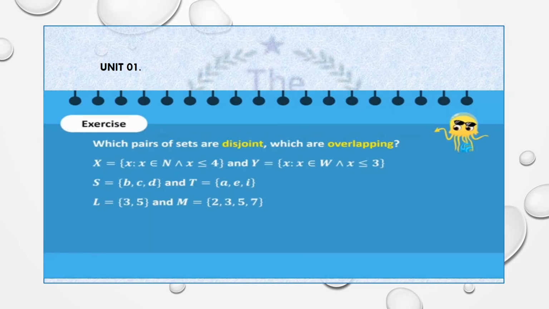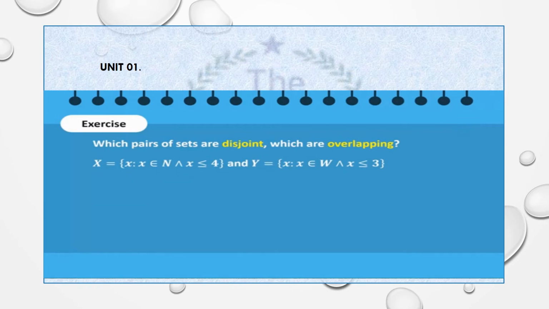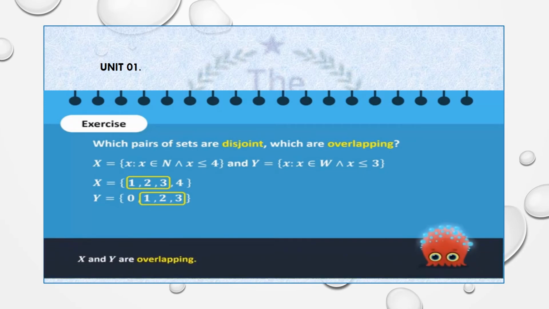Now, try to solve these problems. Let's look at them together. Set X contains the numbers 1 to 4, while set Y contains 0 to 3. They have three elements in common, 1, 2, and 3. Neither is a subset of the other, so they are overlapping sets.